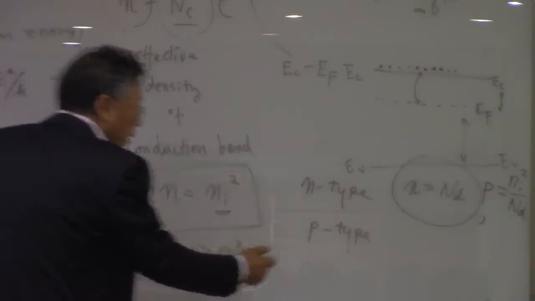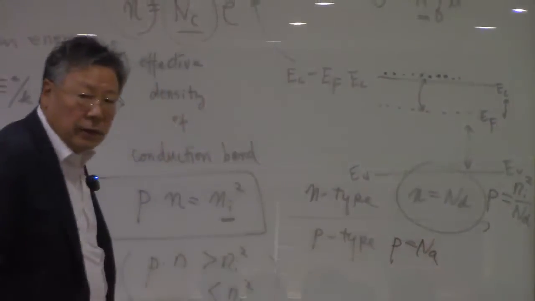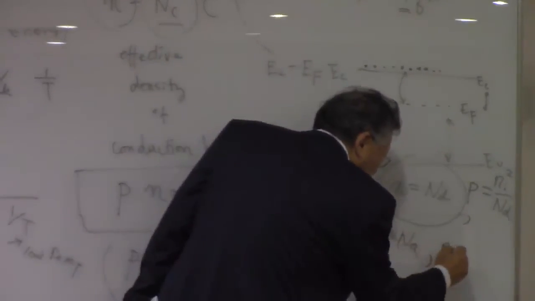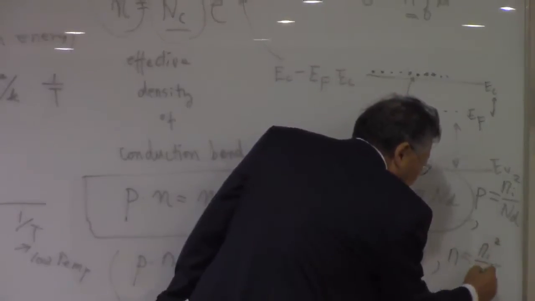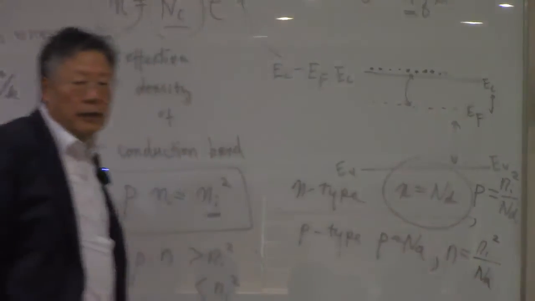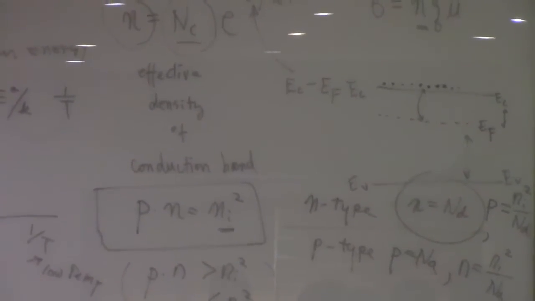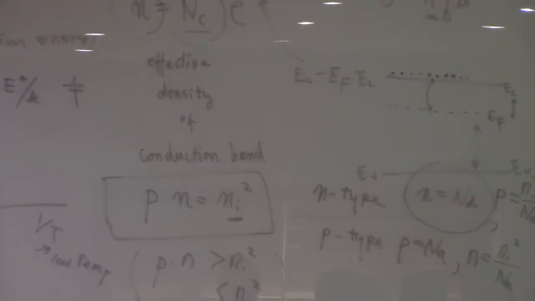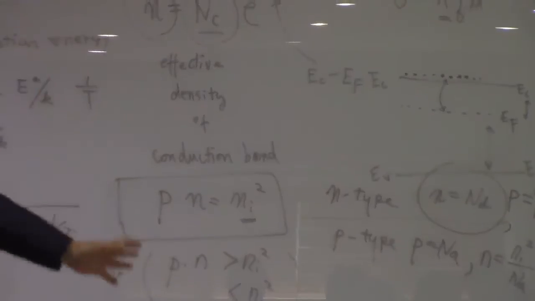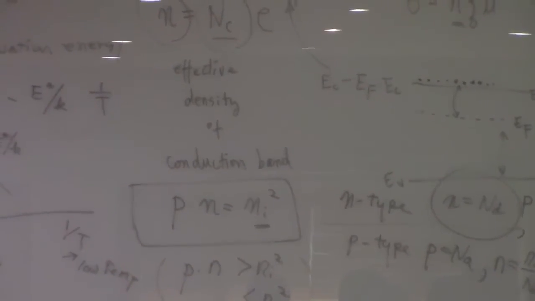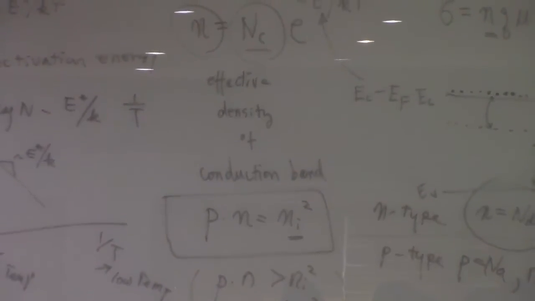If it is a P-type, of course p is going to be the number of acceptors, and then the minority carrier electrons in P-type materials can be found simply in the same way. So in semiconductors, the important parameters are the effective density of states of the conduction band, the effective density of states of the valence band, the band gap, and the intrinsic carrier concentration.